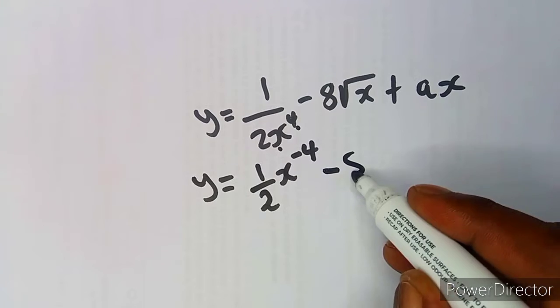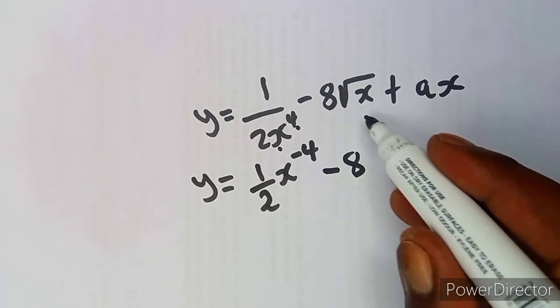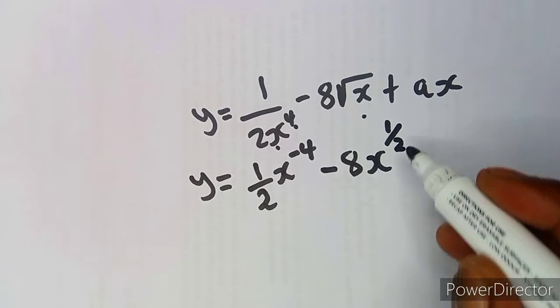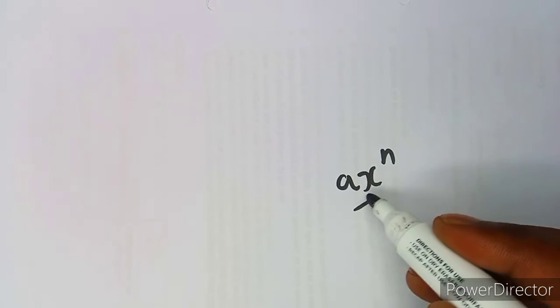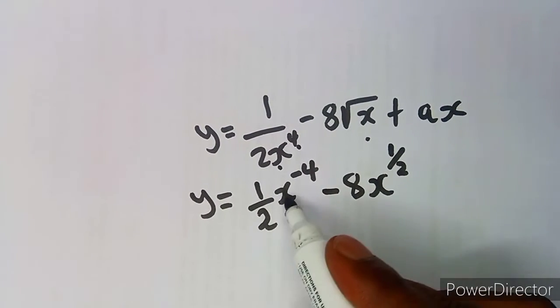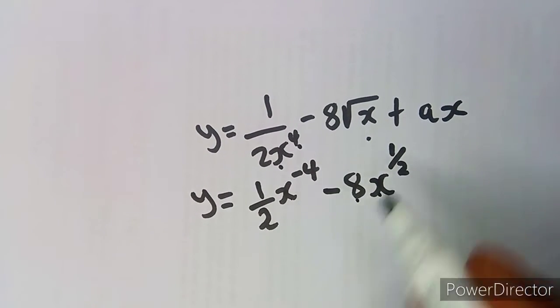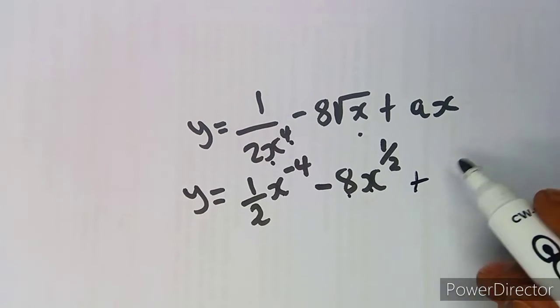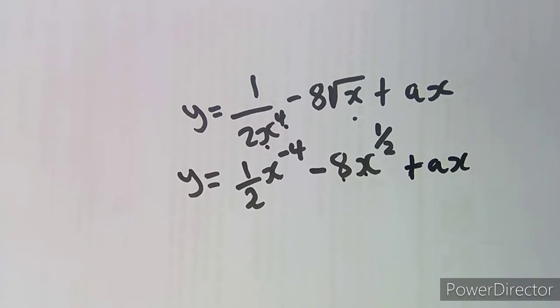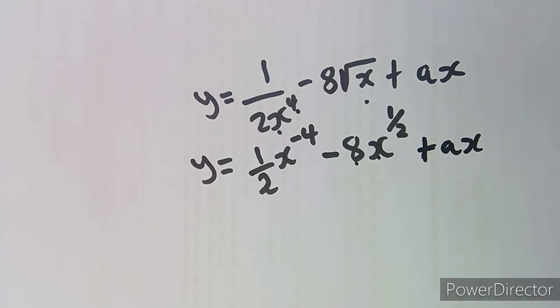Okay, minus 8 square root of x. From our laws again, square root of x is the same as x to the exponent of a half. Remember, we need to write in terms of ax to the exponent of a certain number. That is the way that we are writing. We have ax to the exponent of a number, ax to the exponent of a number, okay, plus ax. So take note, in this case we haven't started differentiating. We are just rewriting in a way that we can actually work with to differentiate.